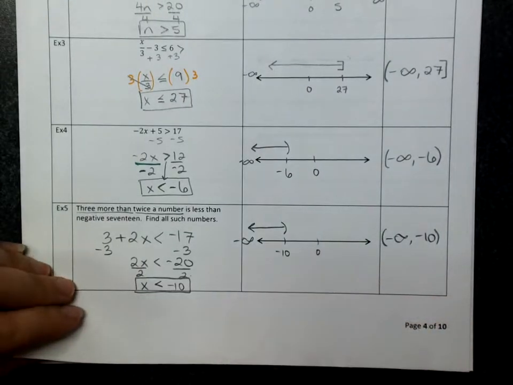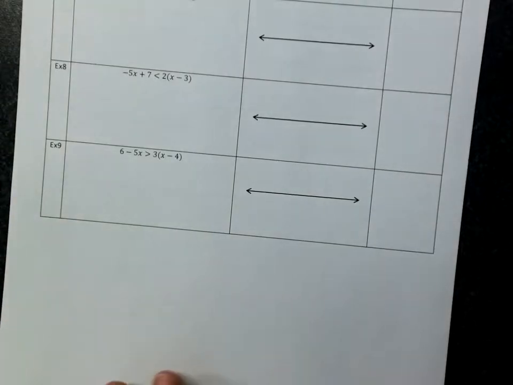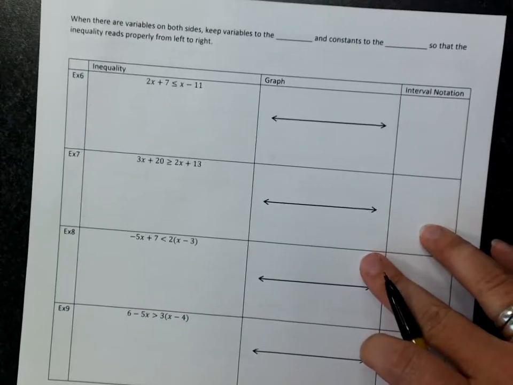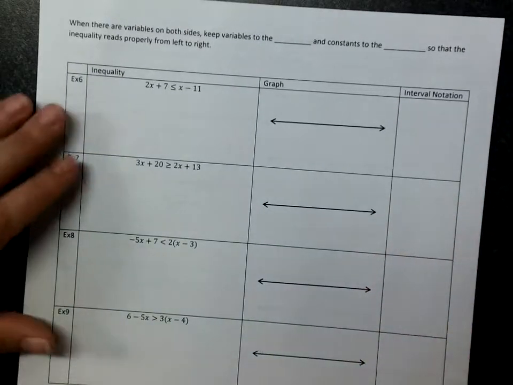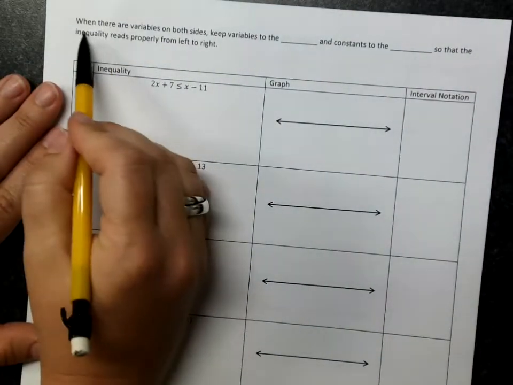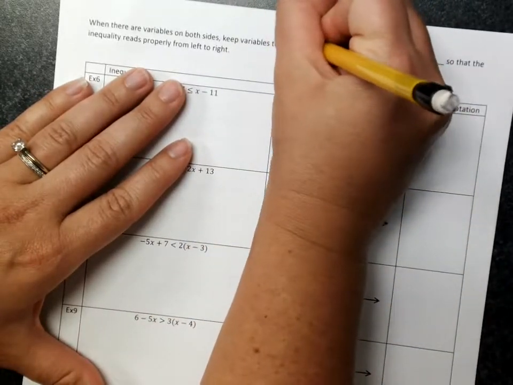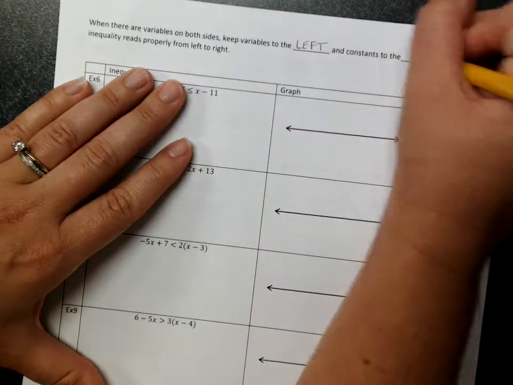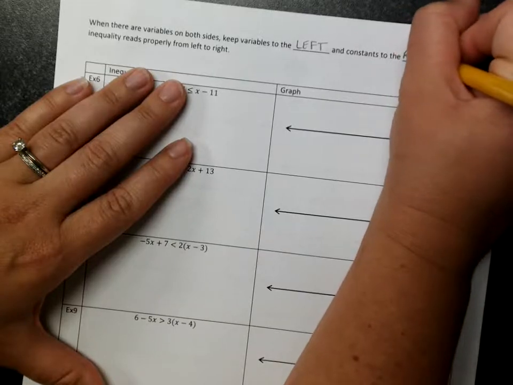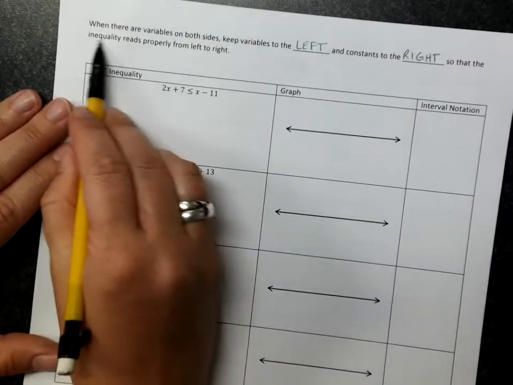So those are just kind of your basic inequalities here. They can get a little bit more complicated with variables on both sides. This is where keeping variables to the left comes in handy. So when there are variables on both sides, keep variables to the left and constants to the right. And this way your inequality reads properly from left to right.